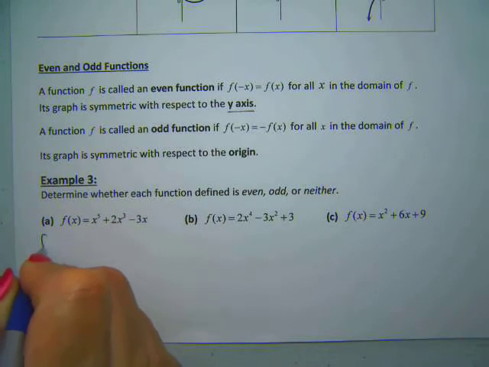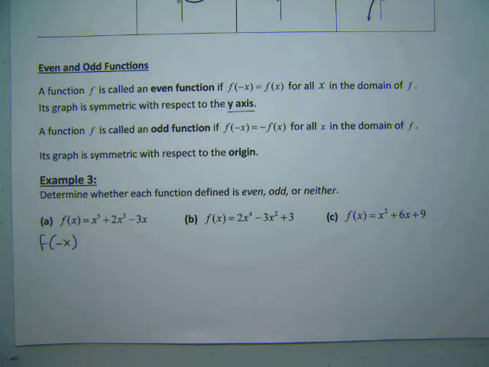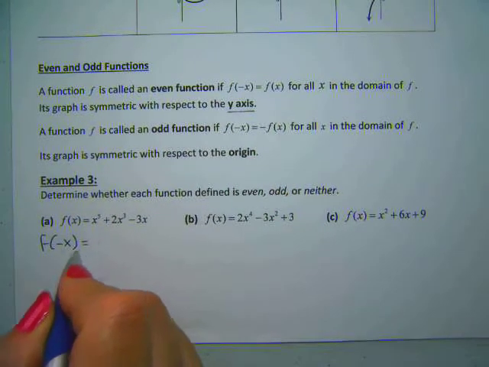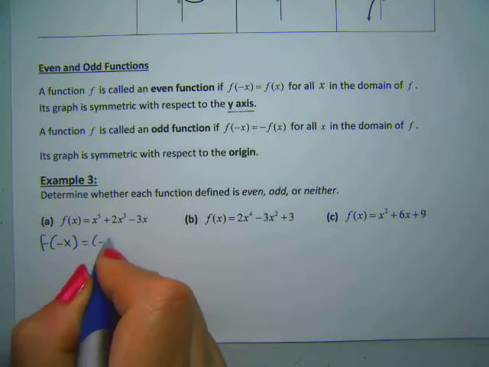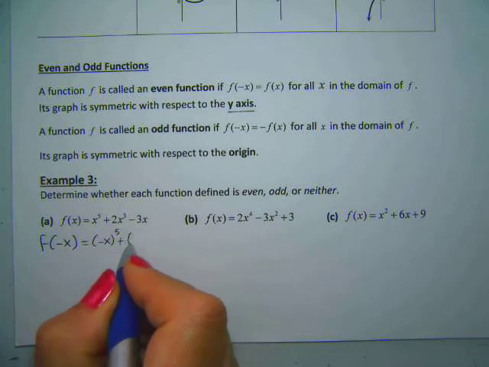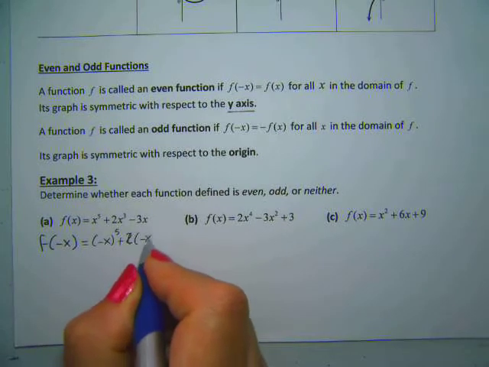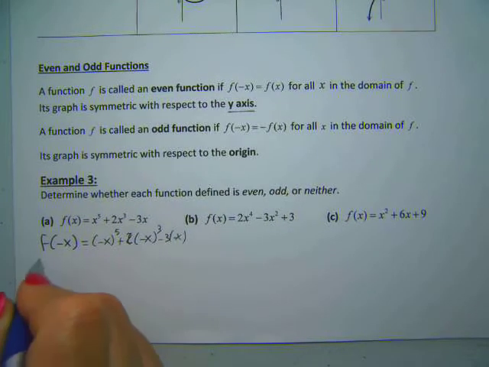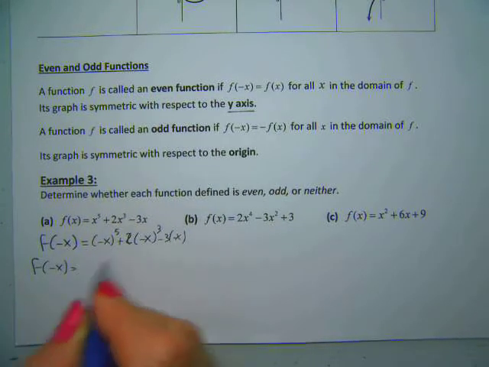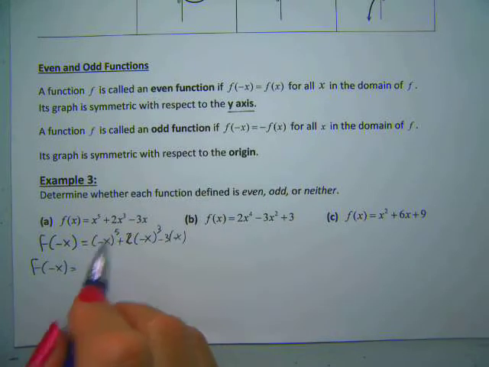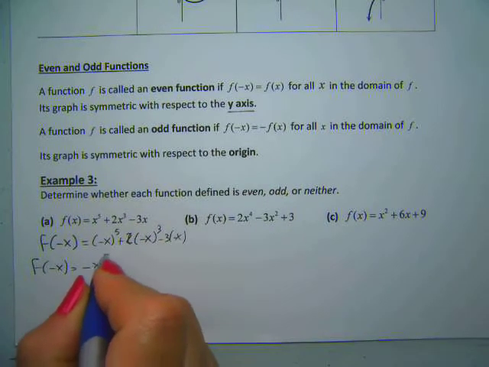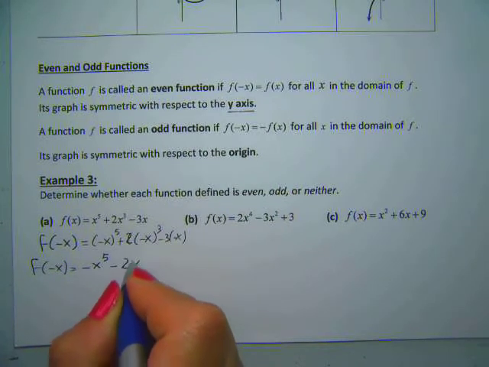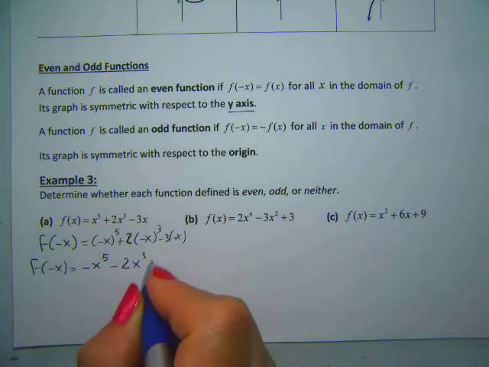So what is the work? Replace x with negative x, meaning find f of negative x. Well, this is going to be negative x to the fifth plus 2 times negative x to the third minus 3 times negative x. Well, all of these are raised to an odd power, meaning the negative is going to stay. Minus a minus is positive 3x.